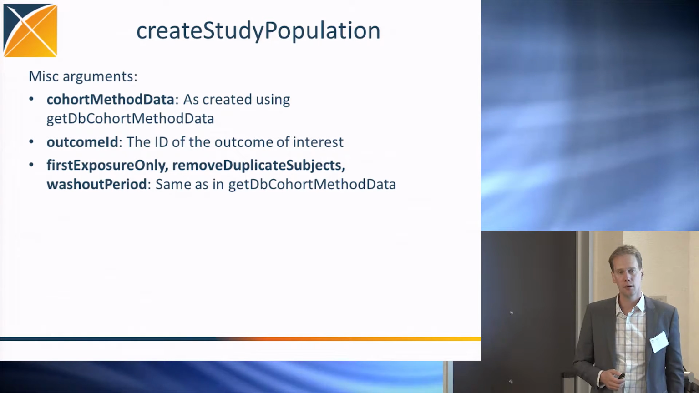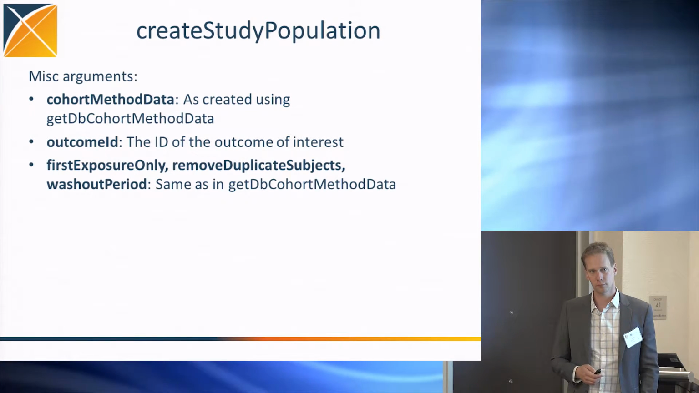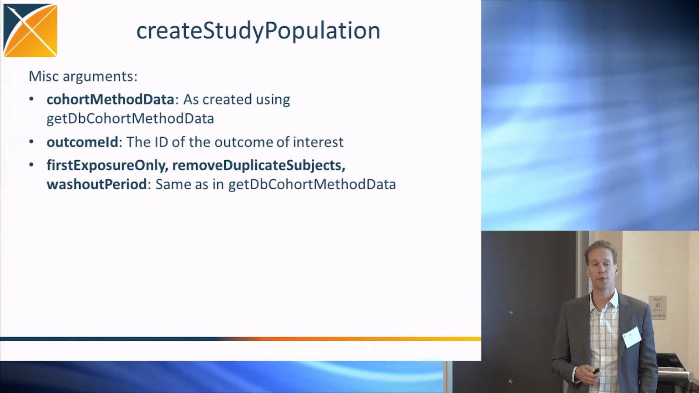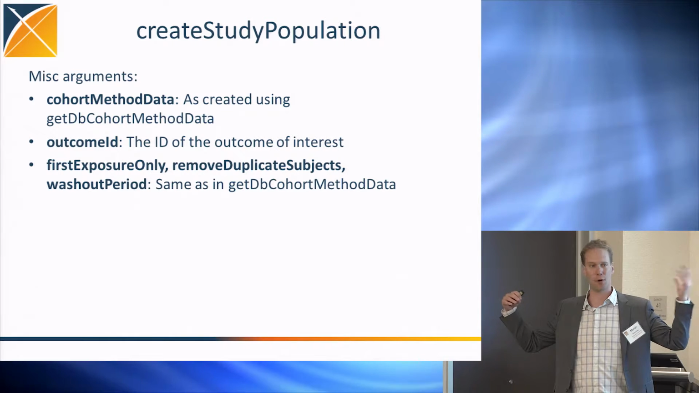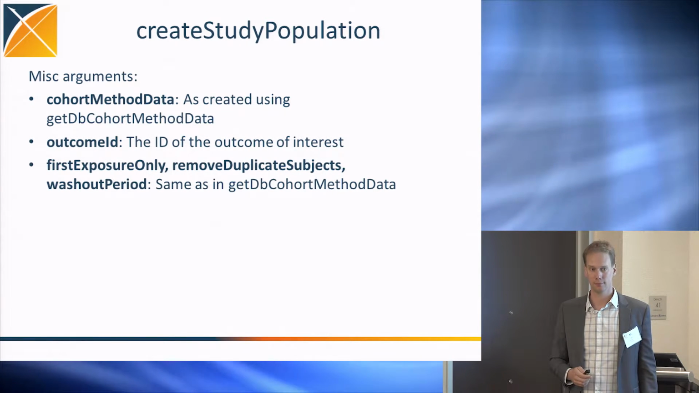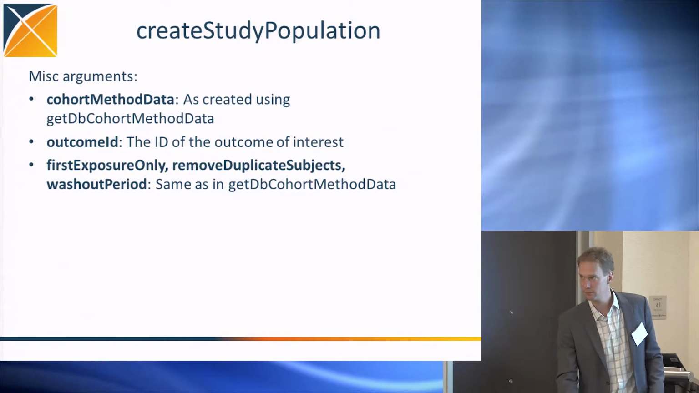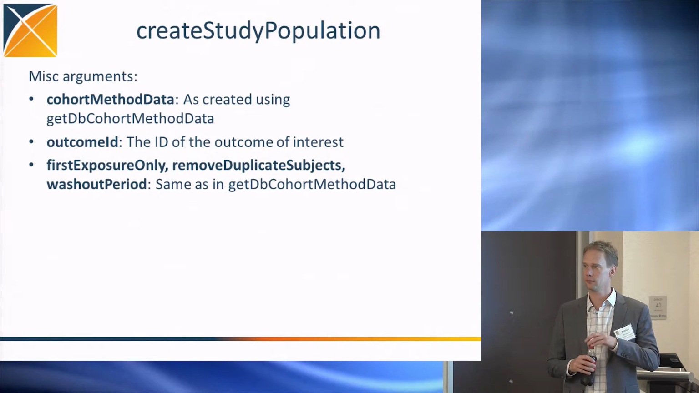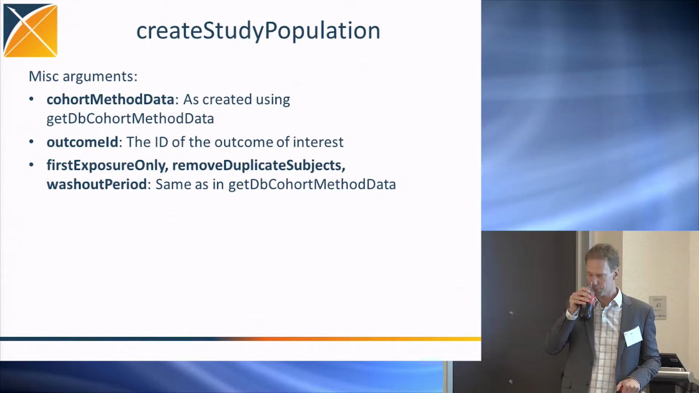This remove duplicate subjects, is it going to remove the patient from both T and C, or only from T? If there is any overlap, it is completely removed from both T and C. And if you don't like that behavior, then you need to specify more specifically what you want in Atlas, so that those individuals don't show up.